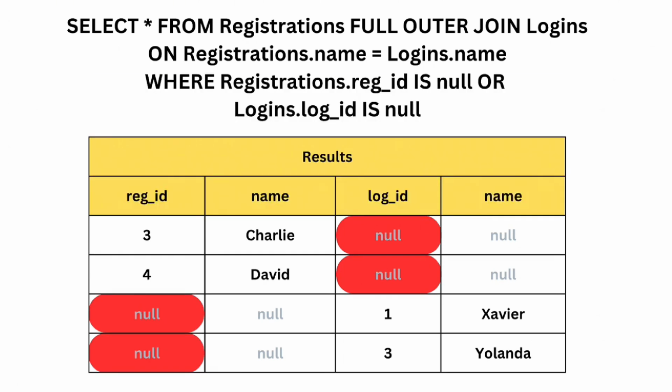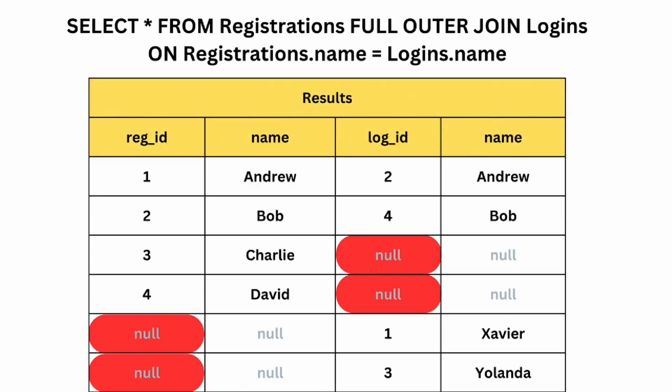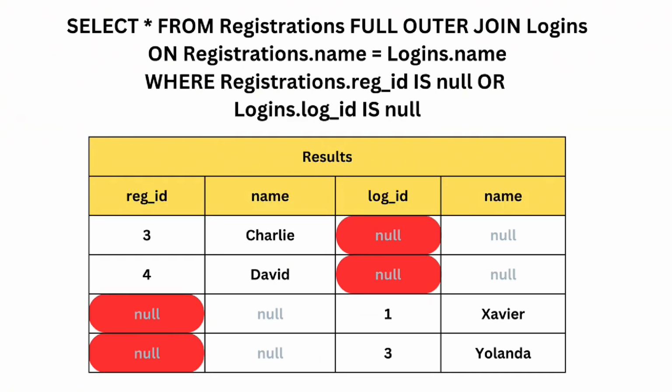So look here, we're going to add in where registrations.regID is null or where logins.logID is null. Essentially, you can think of this as adding in a where statement after you've already done the join. So you're just further filtering. You're going from this full outer join table and then specifying find me where those ID columns are null. And that essentially removes those first two rows, which was the match for Andrew and Bob.